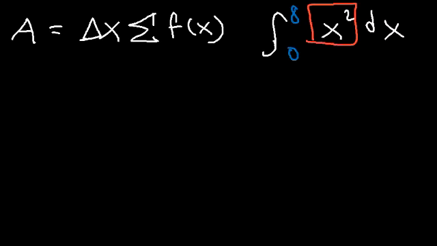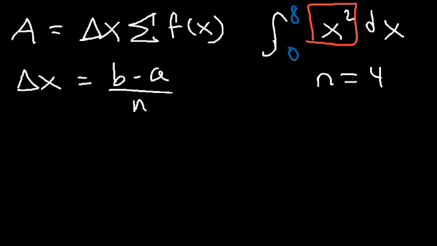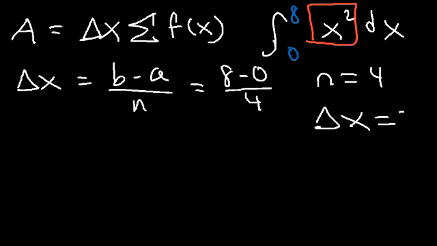Next, we need to calculate the width of the rectangle, or the width of each interval. Delta x is going to be b minus a over n. We're going to approximate it using 4 rectangles, so n is 4. A is 0, b is 8. So therefore delta x is 8 minus 0 divided by 4, and so delta x is 2.